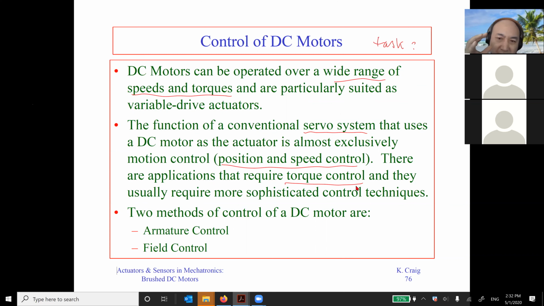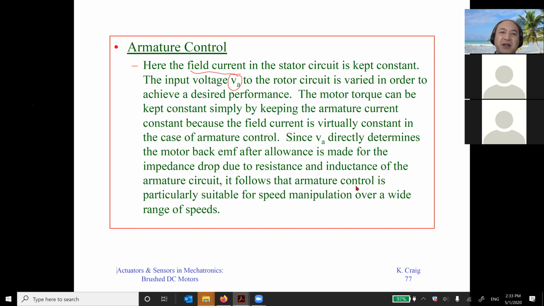Armature control, as it says, is to control the armature voltage while the field current in the stator circuit is constant. So VA is my armature control. Only change the VA while the field is constant, not changing. You may say they can be collaboratively controlled, but that is too hard and makes the structure expensive and complicated, so we keep it constant. This also includes permanent magnet DC motors.